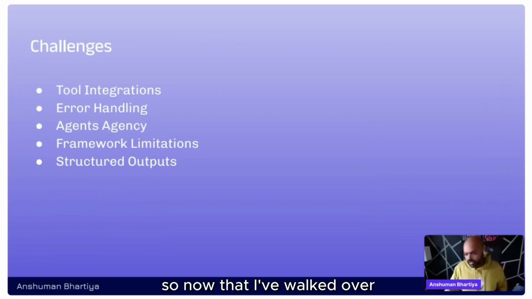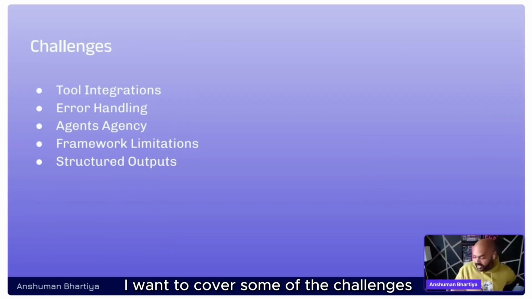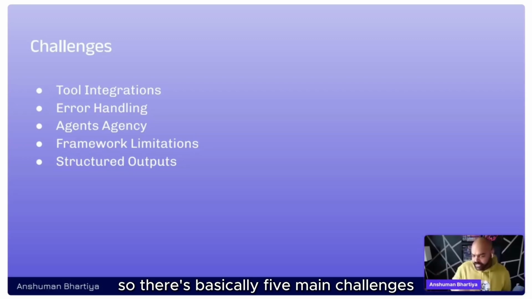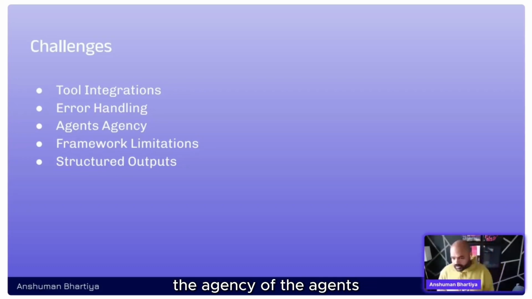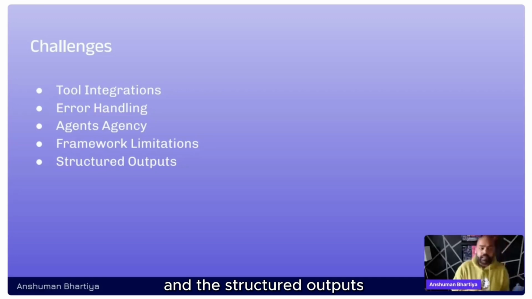Next slide. So now that I've walked over what I've built and things like that, I want to cover some of the challenges, which is the main crux of this presentation, and the things that I learned. So there's basically five main challenges I want to highlight: tool integrations, error handling, the agency of the agents, the limitations of different frameworks, and the structured outputs.